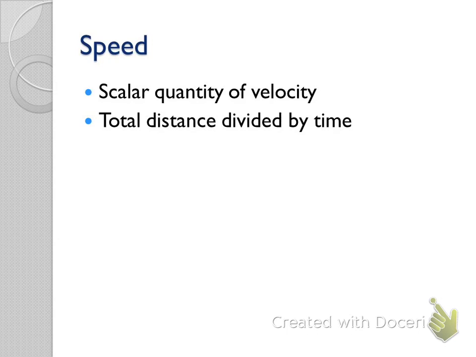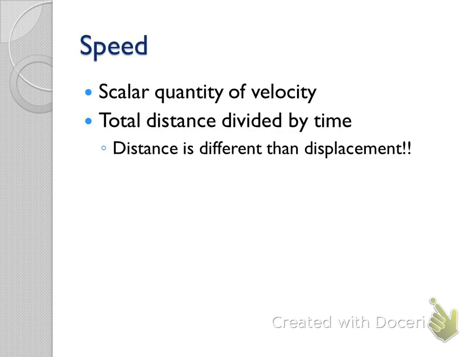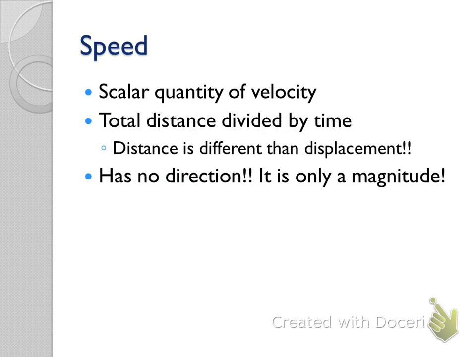Okay, so speed is total distance divided by time. Remember that distance is different than displacement. Okay, total distance divided by total time. All right, speed has no direction, just a magnitude. So we would just be saying it's traveling 20.8 meters per second. We wouldn't need to indicate a direction in that case.